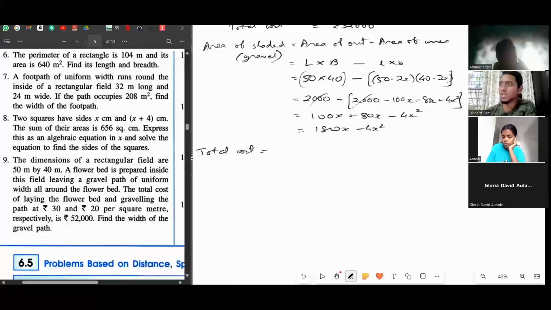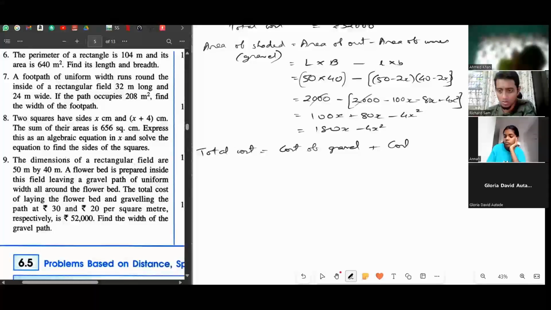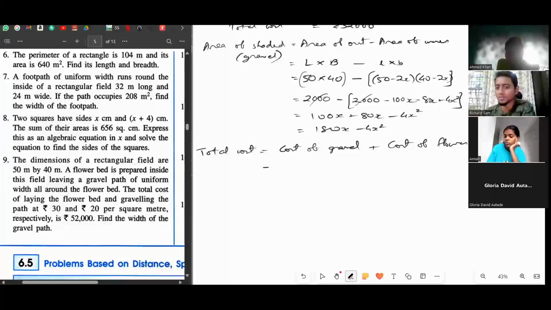Total cost means cost of gravel plus cost of the flower bed. Now, how do we get the cost of gravel? What's the cost of gravel? 20, that is per meter square.